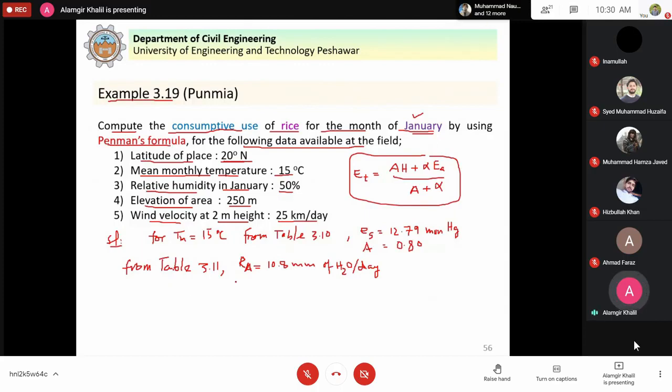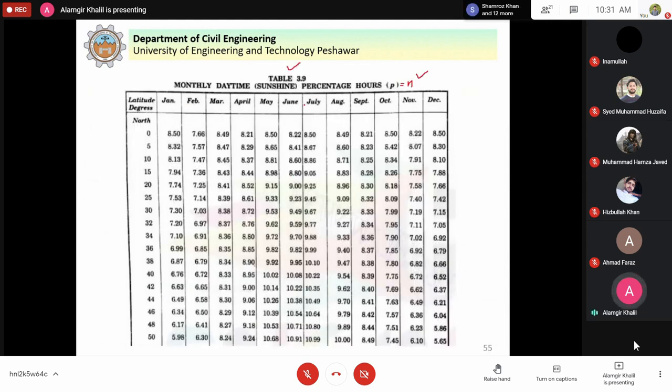Next we have table 3.9. In table 3.9, we can estimate the value of the small n, that is taken as equal to P. So we have the latitude, how much is the latitude here, 20 degree N. This is the north, and we have this 20-degree here.